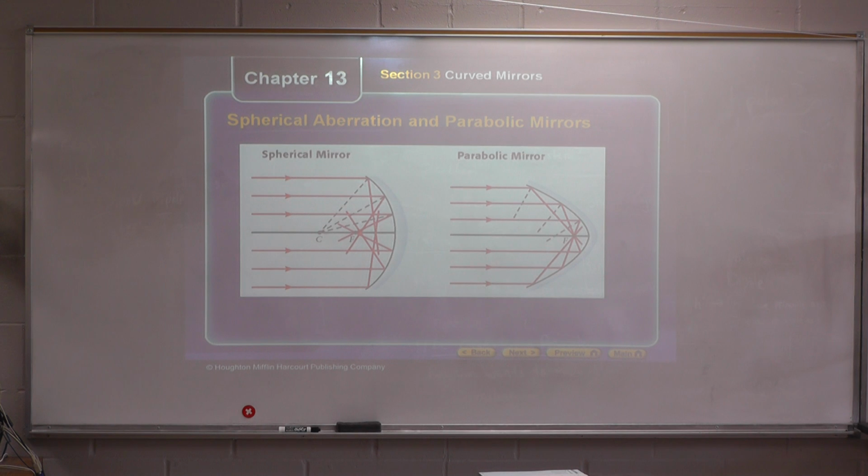What makes it not converge at the focal point though? Like this spherical mirror is not converged at the focal point. It's the result of how light rays reflect off a spherical mirror. It's just due to the curvature of the mirror.